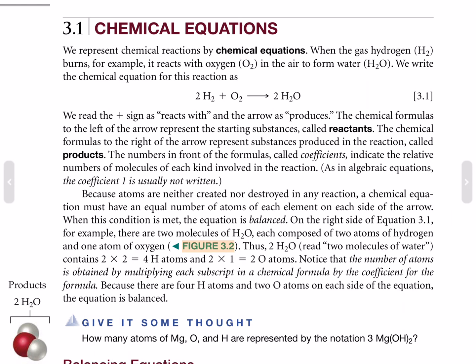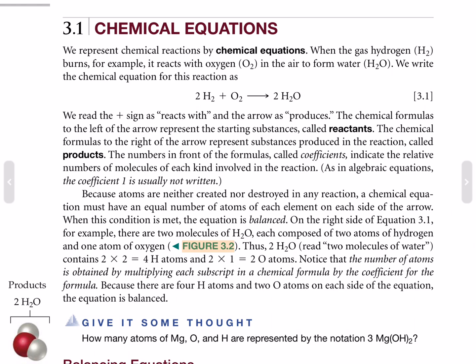2H2 + O2 → 2H2O. We read the plus sign as "reacts with," and the arrow as "produces." So, restating: two molecules of hydrogen react with one molecule of oxygen to produce two molecules of water.